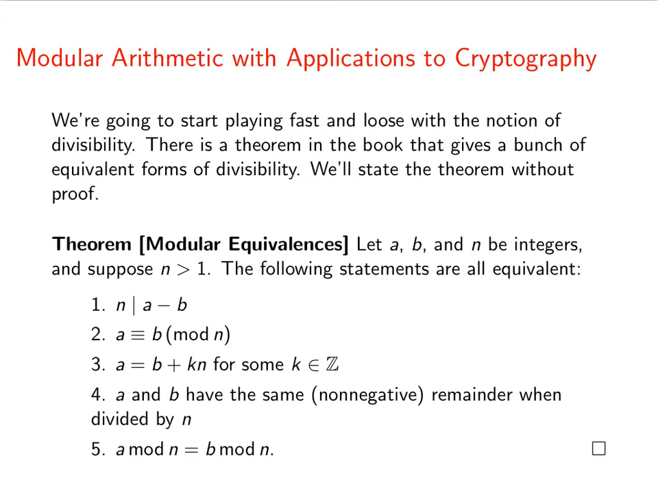So the first statement is n divides a minus b, or we could write a is congruent to b mod n, or we could write a is equal to b plus k times n for some k in the integers. Or we could say that a and b have the same non-negative remainder when we divide by n. And finally, we could just say a mod n is equal to b mod n.